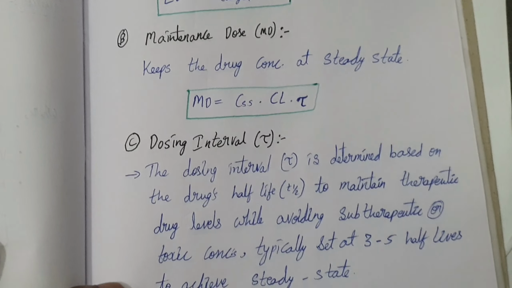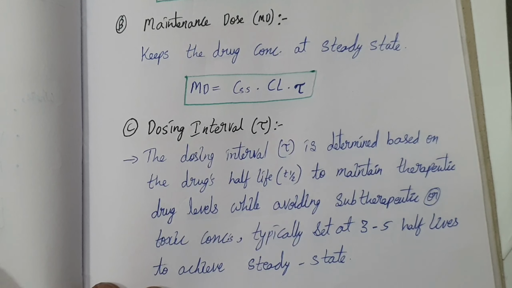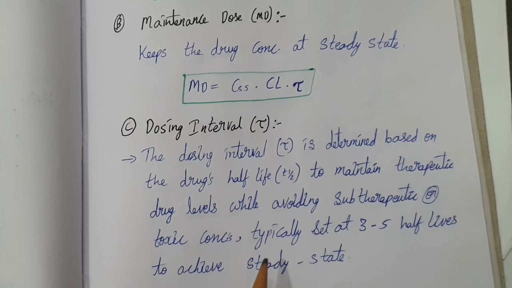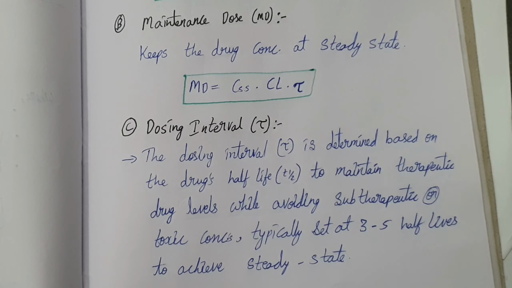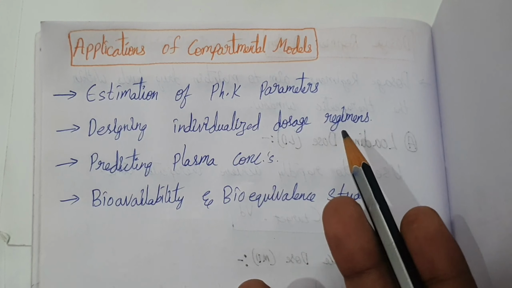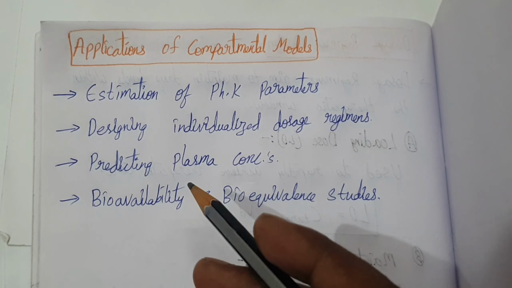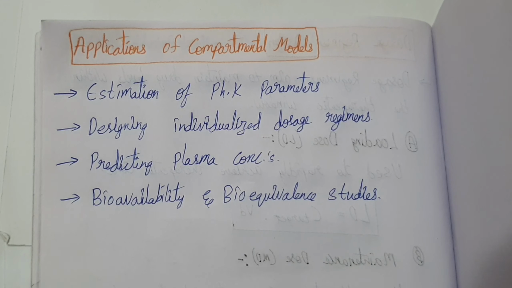So the dosing interval tau is based on the drug half-life to avoid fluctuations outside the therapeutic window. Steady state concentration is typically achieved after 3 to 5 half-lives. So applications include to estimate pharmacokinetic parameters, to design individualized dosage regimens, to predict plasma concentration levels, and to assess the bioavailability and bioequivalence of drugs.